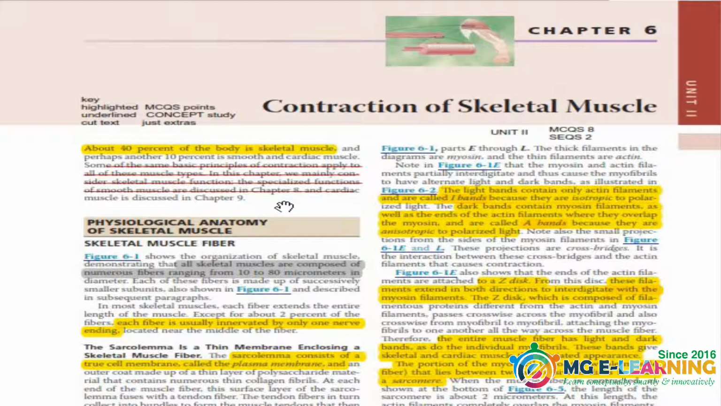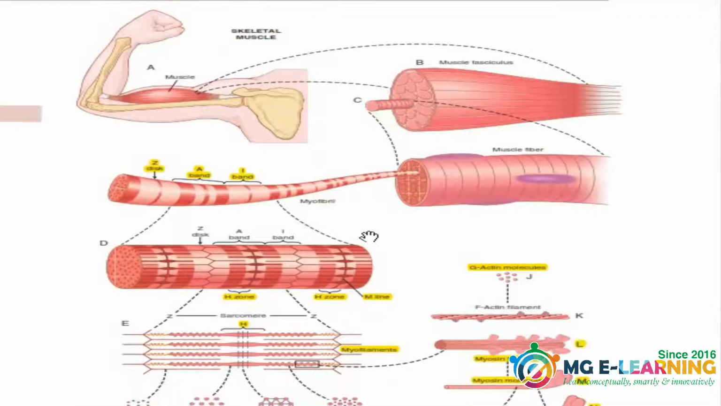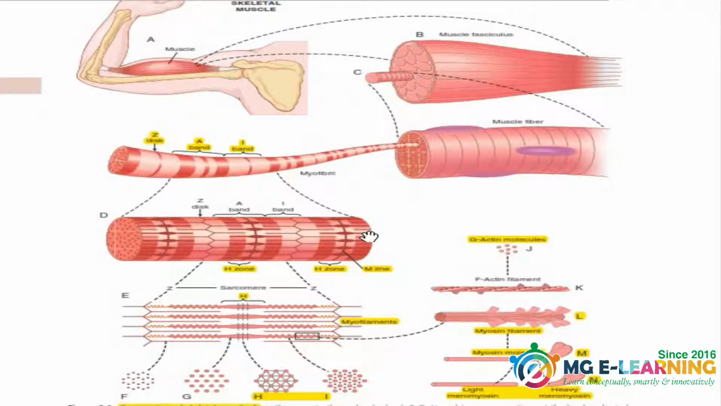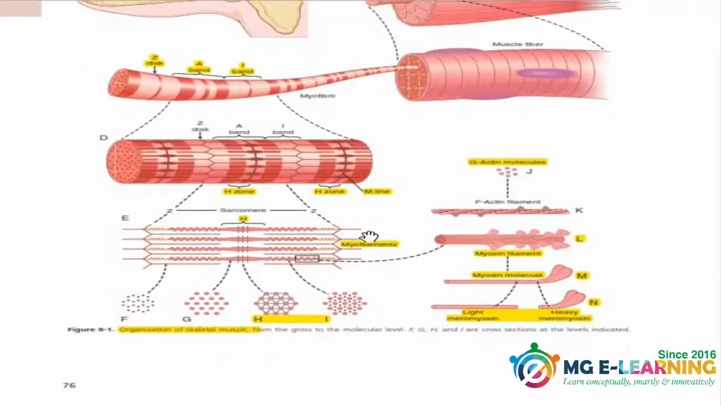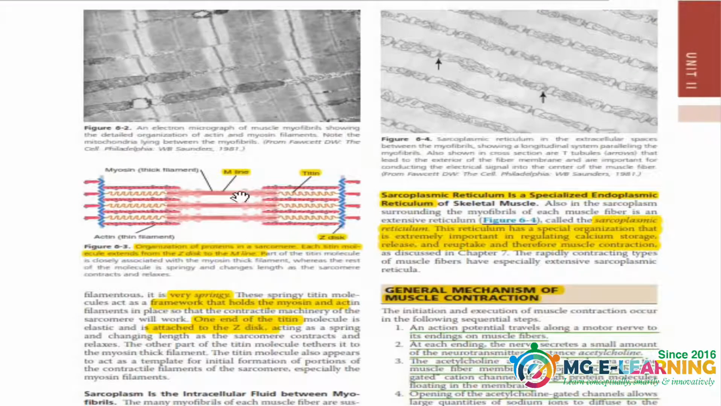First topic is physiological anatomy of skeletal muscle. This topic is very important for MCQ study, and all the important points are highlighted. And this is the diagrammatic presentation. This all is very important. Z disc, A band, I band, M line, H zone, they all are important for the MCQs. This diagram is also very important. The M line and the Z disc are very important for MCQs. Then all the important points are highlighted in this topic.